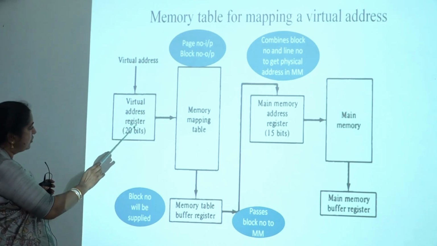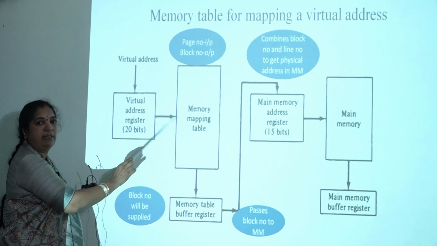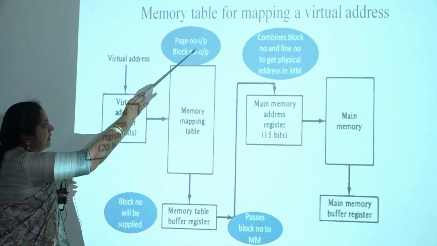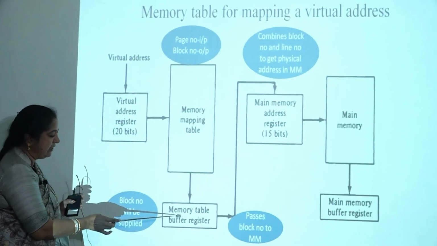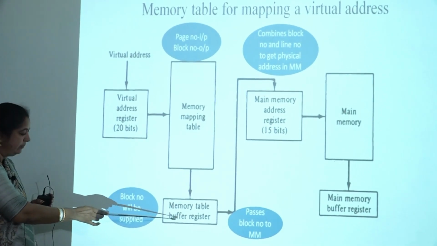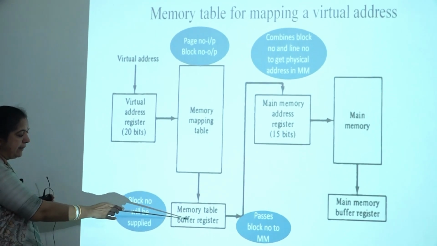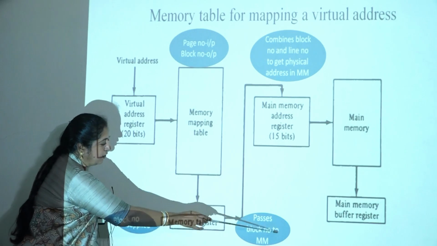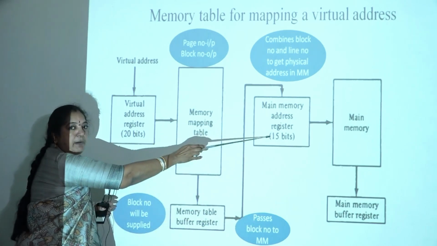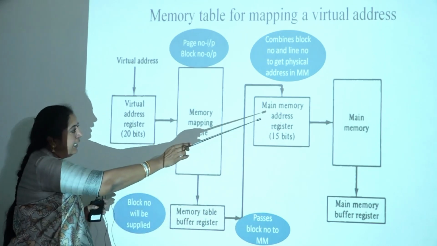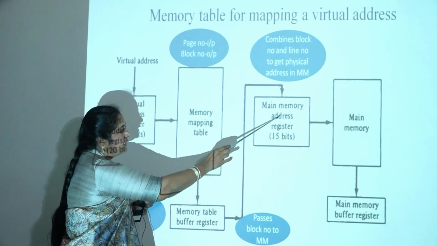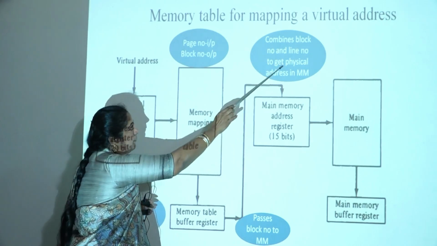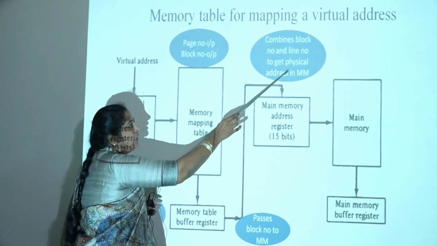And from this virtual address register we are sending the virtual address. It gives the output, that means the corresponding block number, to the memory table buffer register. Here the block number is supplied to the buffer register, and from this buffer register the block number passes to the main memory. In the main memory address register, it combines that block number and line to get the physical address.